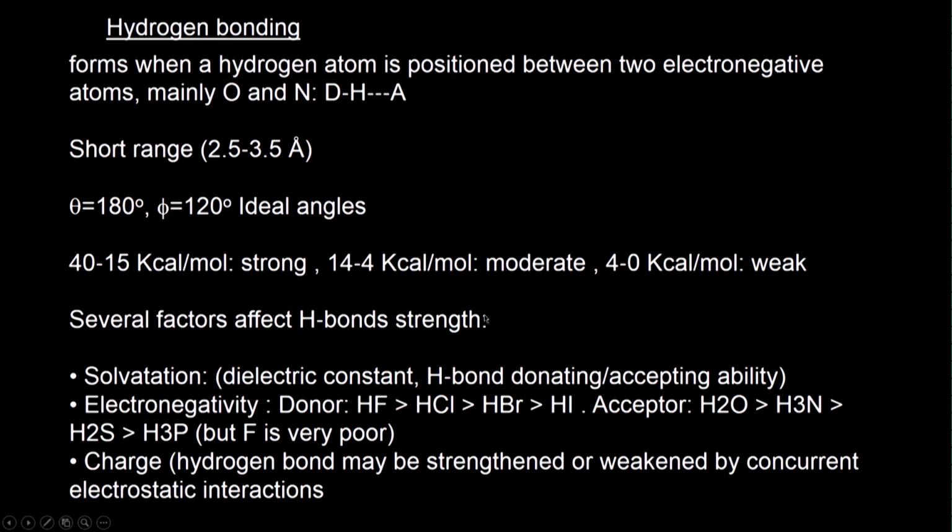Several factors affect hydrogen bonding: solvation, dielectric constant of the medium, hydrogen bond donating and accepting ability, and electronegativity of the donor. HF is greater than HCl, HBr greater than HI. As acceptor, water is greater than NH3, ammonia, H2S; NH3 is poor, but F is very poor. Charge: hydrogen bond may be strengthened or weakened by concurrent electrostatic interaction. So, if concurrent electrostatic interactions are there, the hydrogen bond interactions can become weaker or stronger.